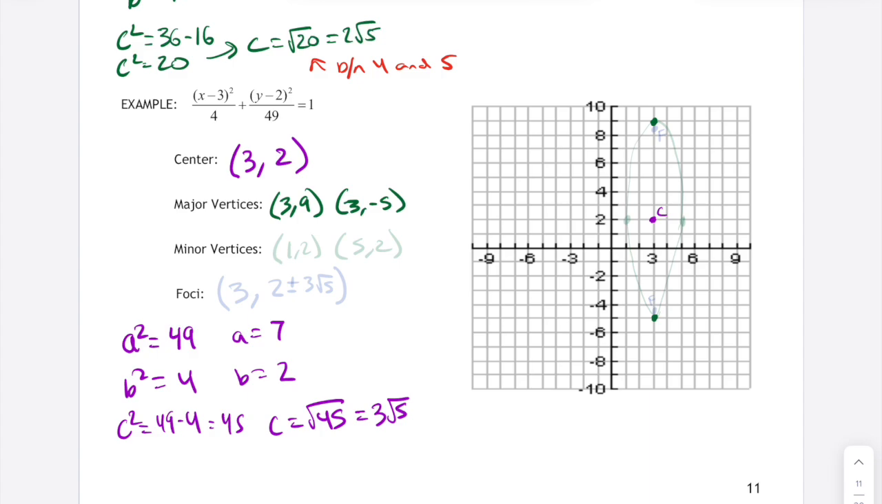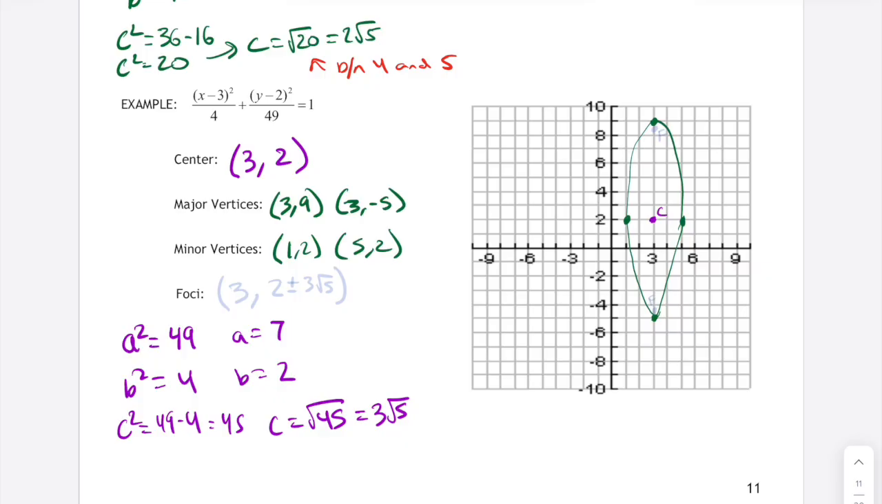Minor vertices, I'm going to go left and right 2. 2 to the left, 2 to the right. So what's that? 1 comma 2, 5 comma 2. Sometimes when you draw it, it's not going to be perfect. It's not my best ellipse ever. So yeah, you get 3 root 5. 3 root 5, like on the graph. You got 3 there?